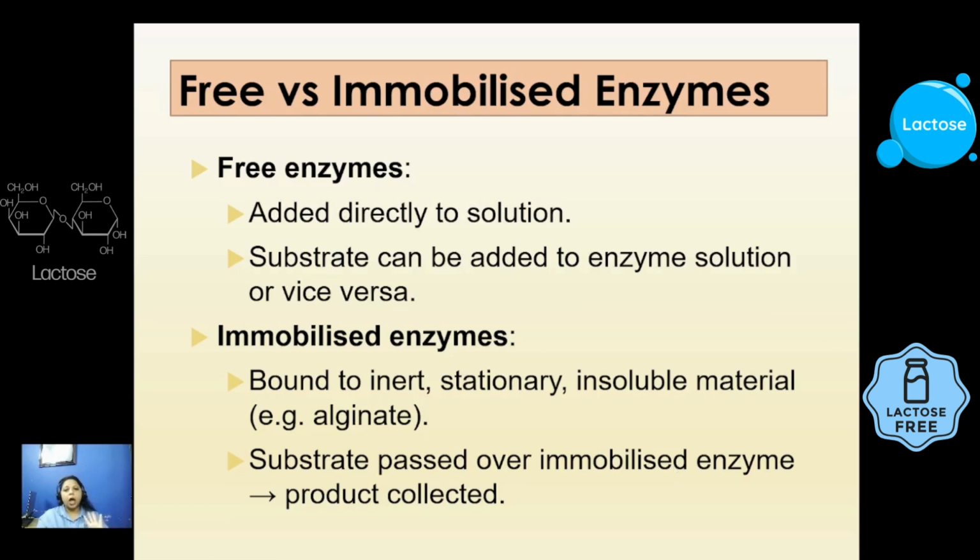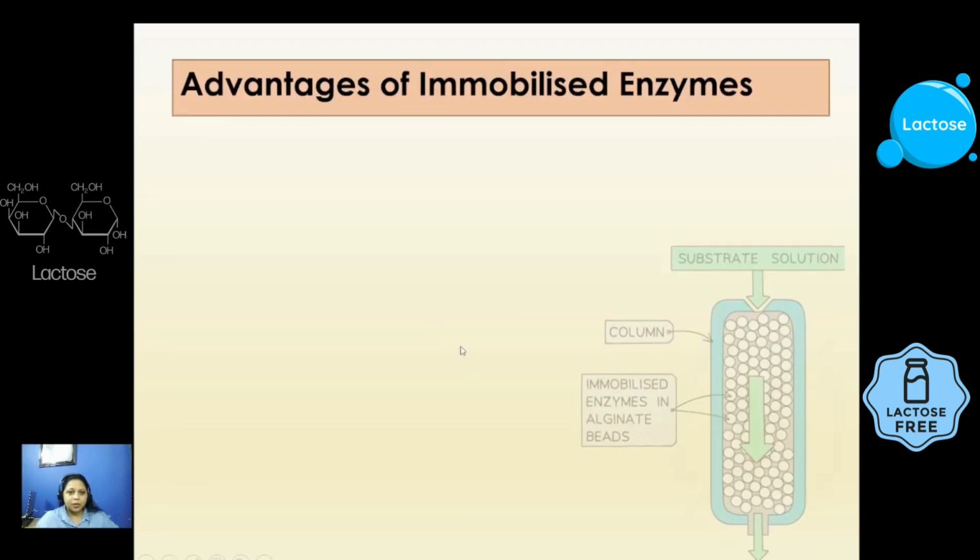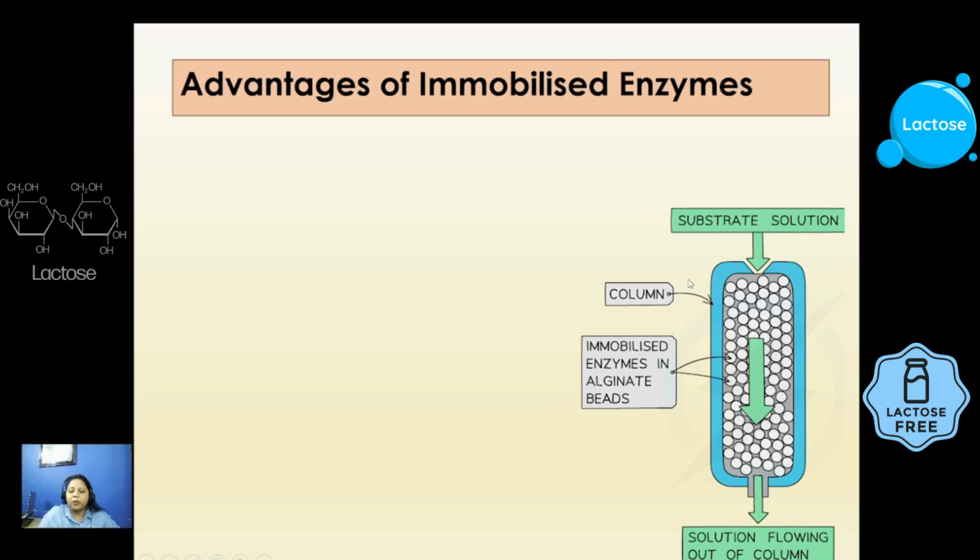Now, how is it used? You might have heard of lactose intolerance. It's quite common nowadays. And we have lactose free products. Now, how are those products made? So, the answer is the immobilized enzymes. Now, this is the general process. What is going to happen? This is alginate on which your enzyme is actually embedded.